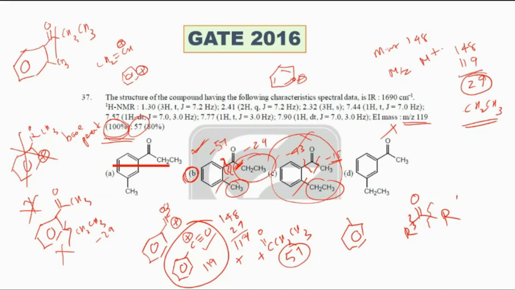Have you all understood, guys? Yes, ma'am. 100% base peak, 57, 80%. The peak coming from that fragmentation is very stable. If the 100% base peak is stable, it means a lot of fragmentation is happening at that place, so it should be a stable fragmentation. So we rule out this fragmentation.